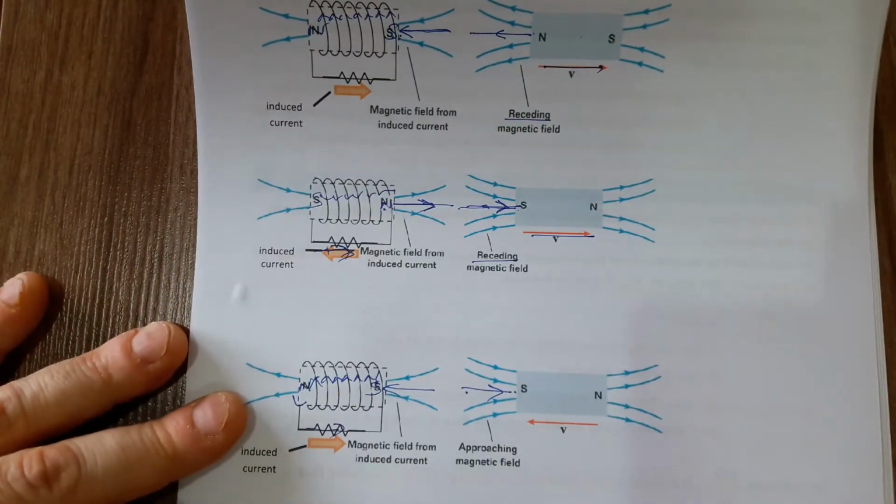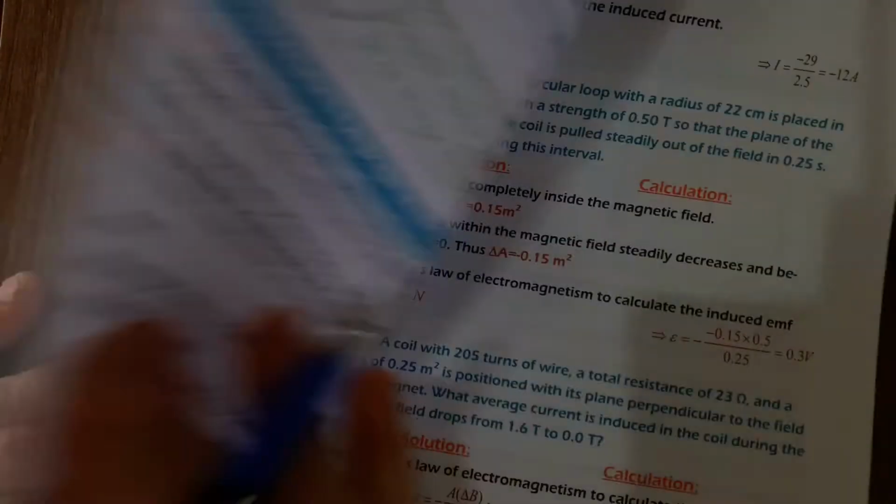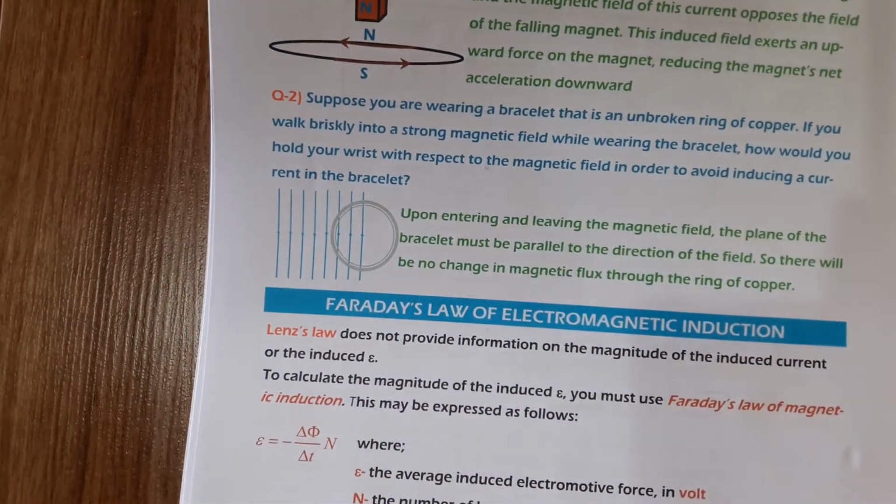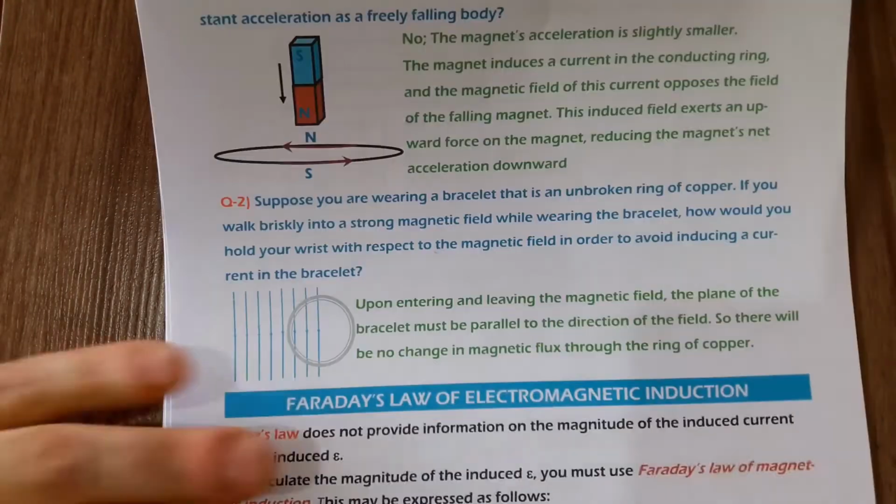Okay, so we find the direction of the electric current is like this, and this current is like this.